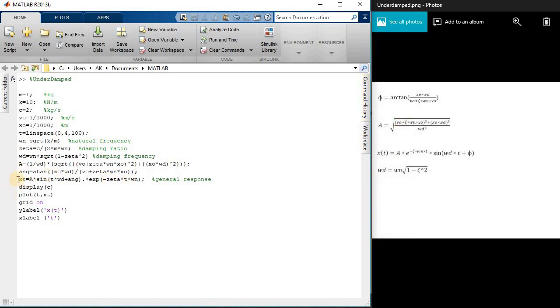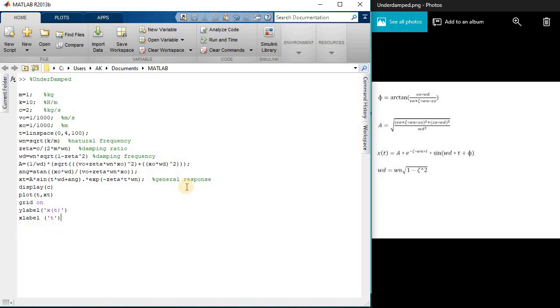The variable x of t is the general response of the system, which is the amplitude of the system, which will vary over time. The plot command is used to plot graphs among different variables. Here we are using the time axis and of course the magnitude axis. The grid command is used to enable or disable the grid in your graph. The command ylabel means labeling your y-axis, while the command xlabel means labeling your x-axis.